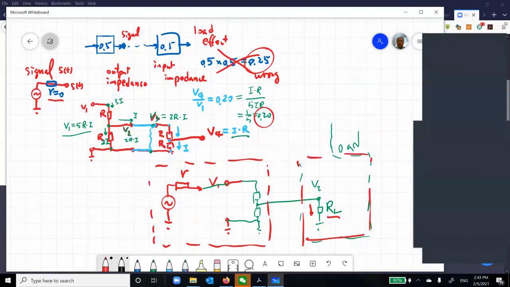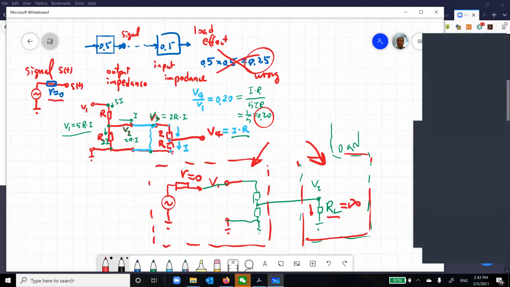Usually this is the signal source. This is the load. From the load side, you have input impedance. From the source side, you have output impedance. Ideally, the output impedance should be 0, and ideally the input impedance should be infinity. Then you don't need to worry about loss of efficiency.